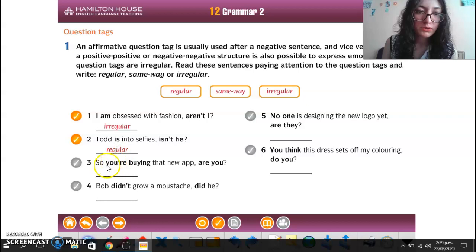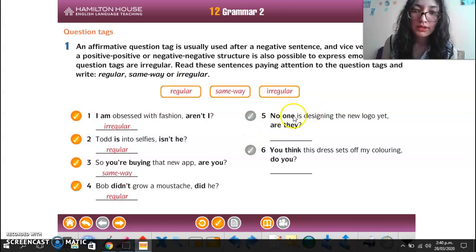Okay. So we have here, you are buying that new app, are you? Here we have "you are," now we have "are you." This is affirmative, this is affirmative. So we are going to use same-way question tags to express interest or surprise. Here, Bob didn't grow a mustache, did he? Here is "didn't," now here is "did." So negative, positive, you know that it's regular, the most common one.